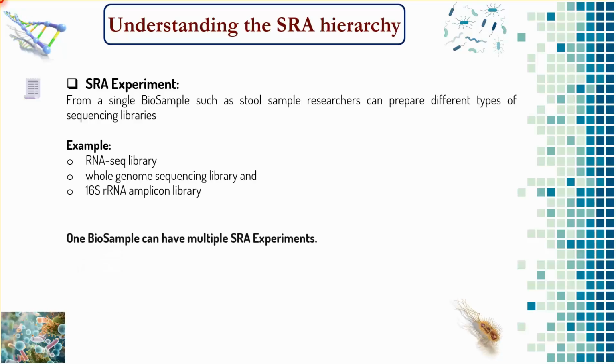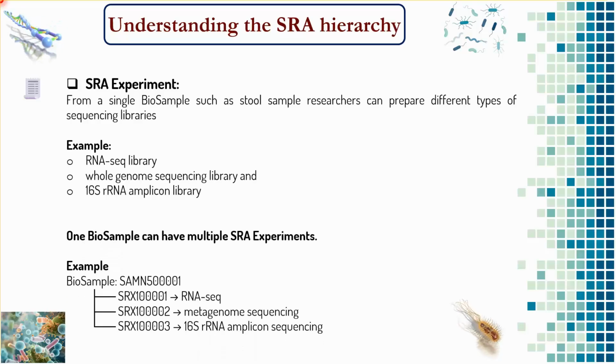Now let's understand an important concept. One biosample can have multiple SRA experiments. Why is that possible? Because the same biological sample can be sequenced using different sequencing strategies. For example, from a single patient 1 stool sample, researchers may perform RNA-seq, metagenome sequencing, and 16S rRNA Amplicon sequencing. In this example, we can see that the same biological sample is used to create 3 different sequencing libraries. Therefore, 3 different SRA experiments are generated, as we can see here.